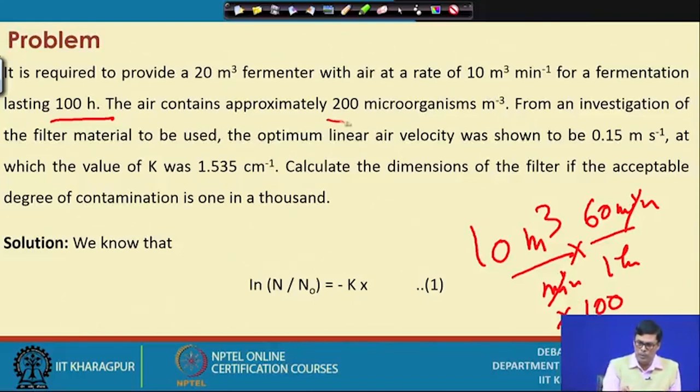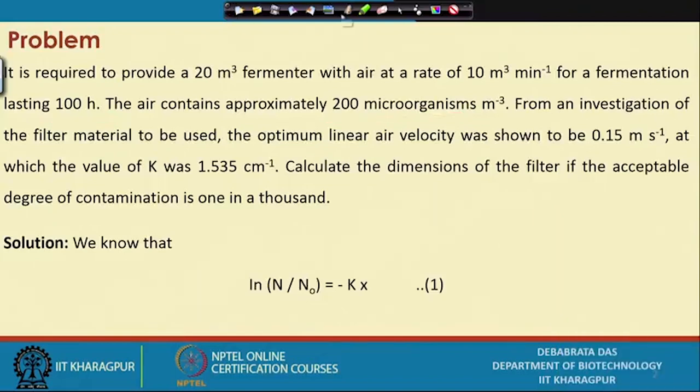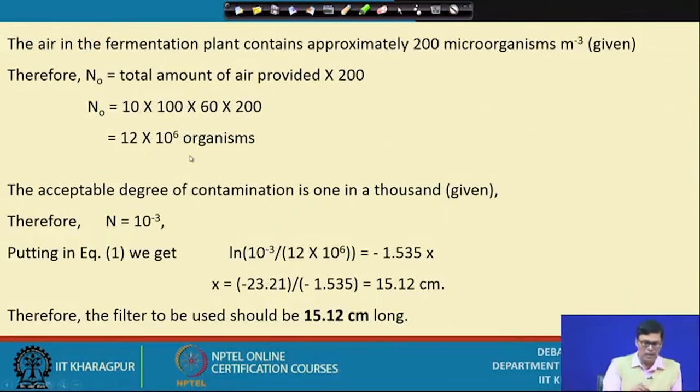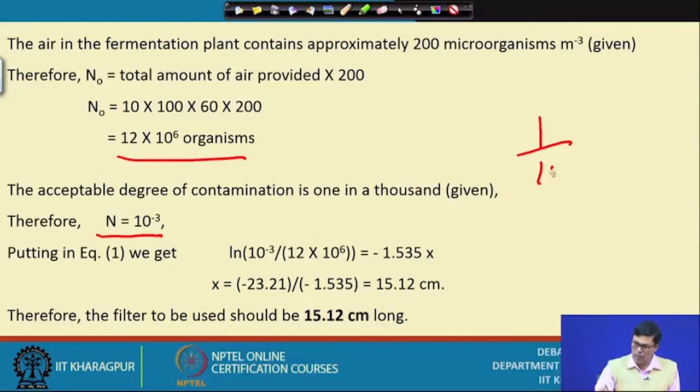Now, per cubic meter, how much microorganism is present? 200 microorganisms. So you multiply it by 200, and you will get the total number of microorganisms in the air. This is exactly what we have calculated. This is the inlet, and what is the microorganism level we are targeting? 1 in 1000, that means 10 to the power minus 3.